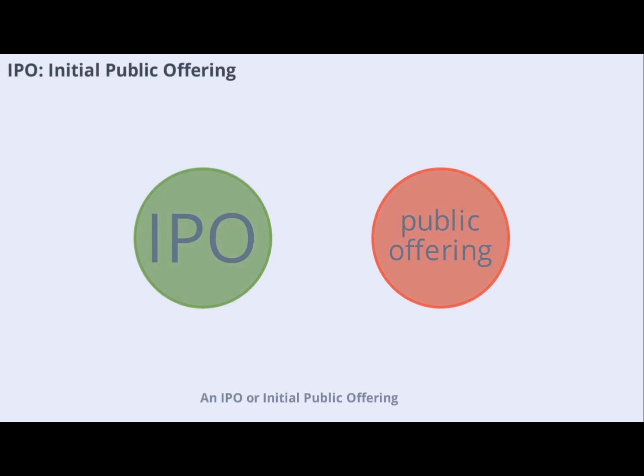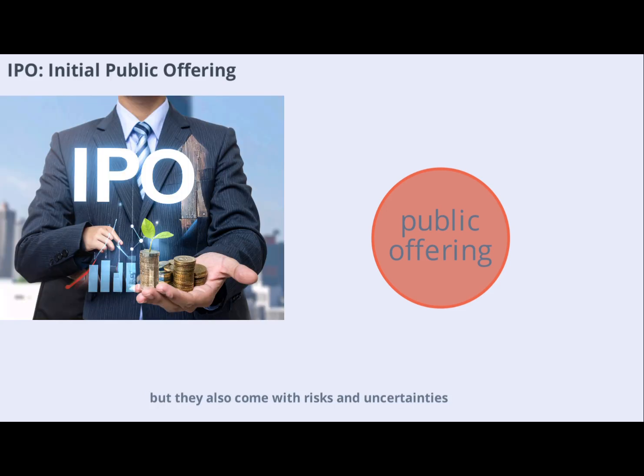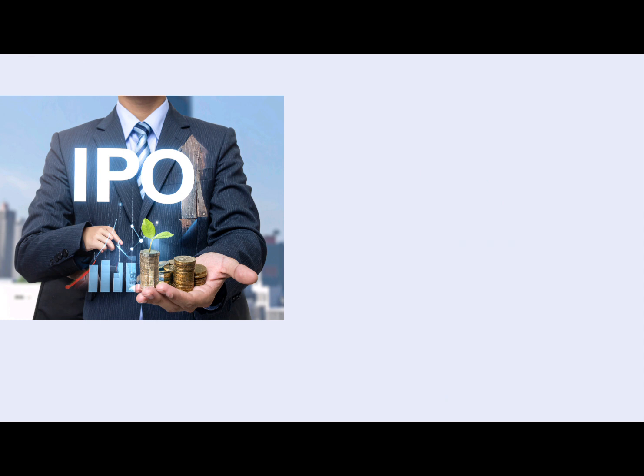An IPO, or initial public offering, is when a company sells its shares to the public for the first time. This process allows companies to raise capital from a wide range of investors and marks their debut on the stock exchange. IPOs can be exciting opportunities, but they also come with risks and uncertainties.